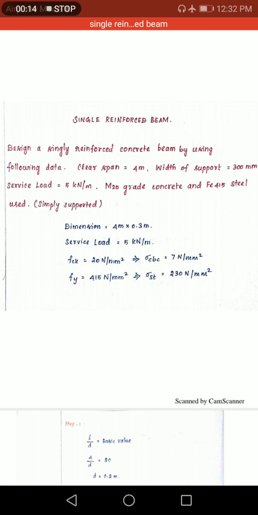Today we are going to see about design of singly reinforced beam by working stress method. The problem is given, so read carefully. First step is to write the permissible stresses of materials. Here the grade of materials are M20 grade and Fe415 steel. Therefore, the corresponding permissible stresses are sigma CBC equal to 7 Newton per mm square and sigma ST equal to 230 Newton per mm square.